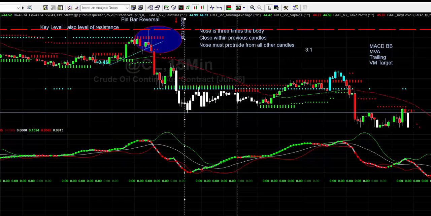So as the VM number starts to climb, what happens to our target, if we've got a ratio of our VM number as our target? Our VM number is 0.065, which is going to be represented as 65 ticks. That's reflected as 65 ticks, or $650.